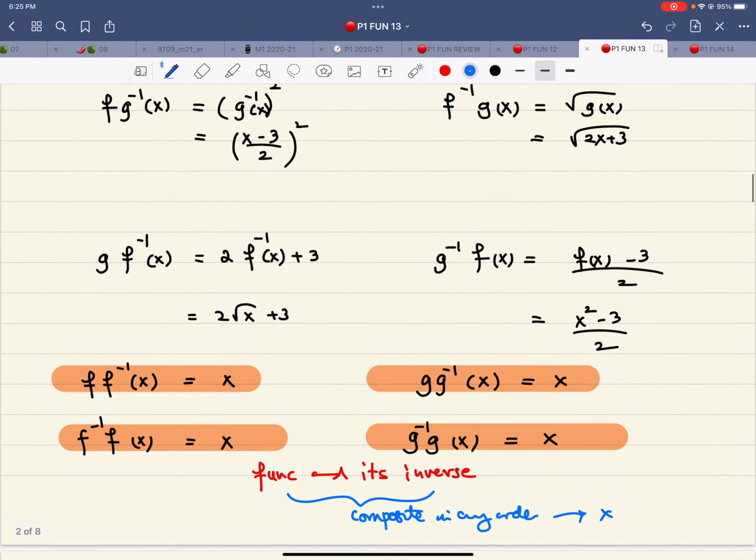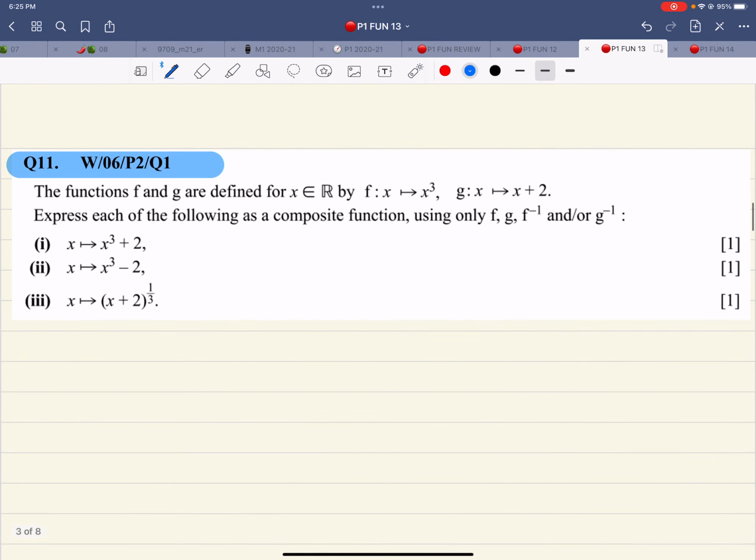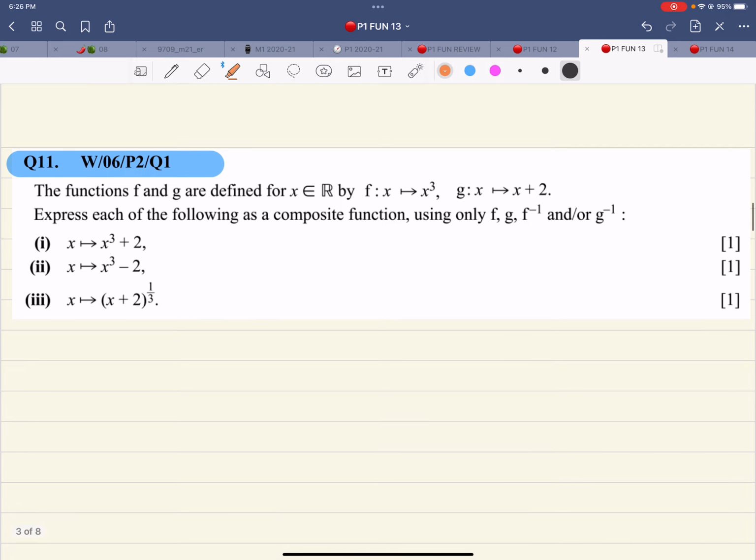Now, based upon this, let's look at these questions. These are add maths questions, by the way, but they are very important because anything out of add maths can come in P1, anything out of P1 can go in add maths. The functions f and g are defined by such and such. f(x) is this much and g(x) is this much. Express each of the following as a composite function using only f, g, f inverse or g inverse.